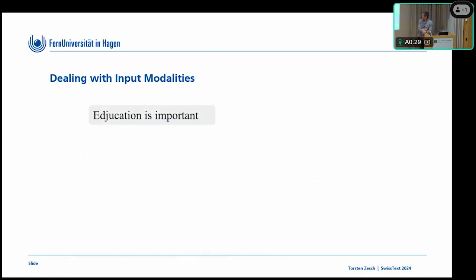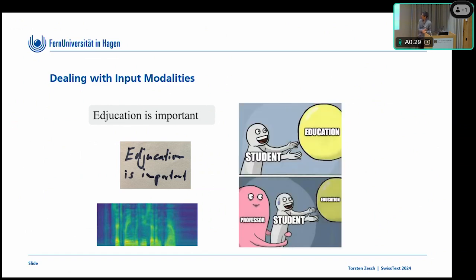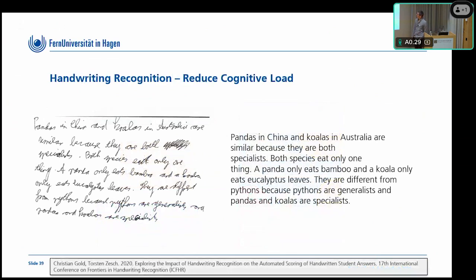Another thing that we have to consider is that we have to deal with input modalities. If everything is already typed, then it's relatively easy, but we have handwriting and speech. Maybe handwriting is solved now, after the talk yesterday, I'm not so sure, but it's an important input modality, or even multimodal input that we might want to score. And I want to focus on handwriting for a minute because this is a real sample from one of our handwriting studies. It's not very easy to read, I must say.